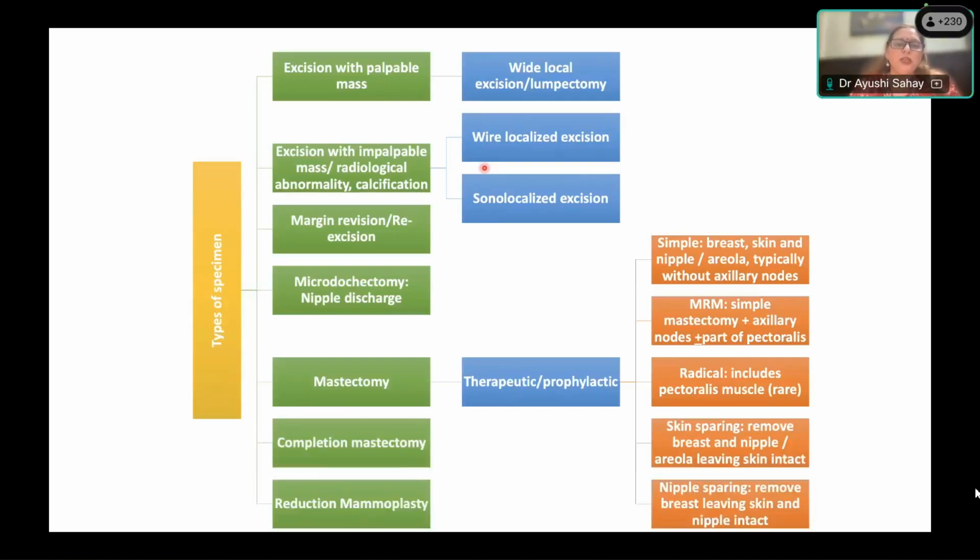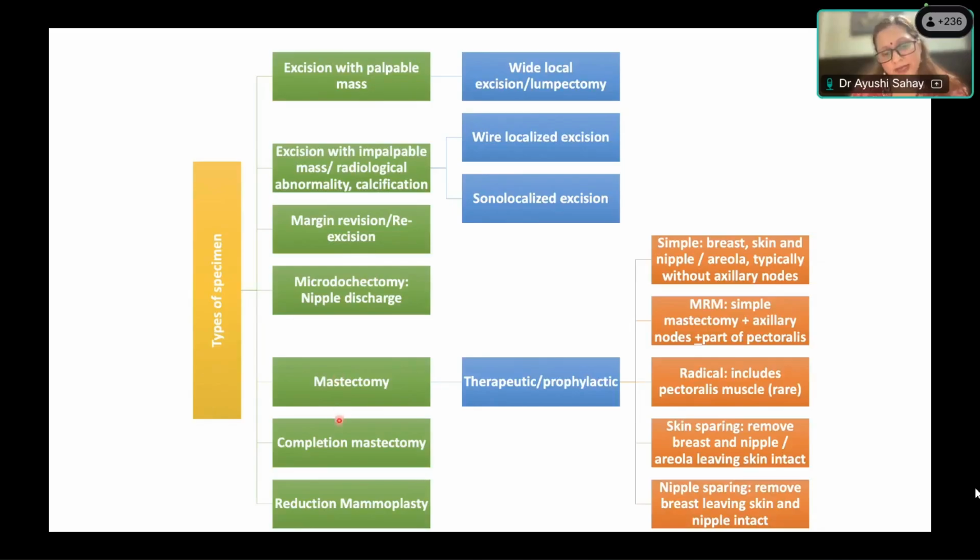So the type of specimen we receive in the surgical lab, basically in cases where there is a palpable mass and it is small in size, it is possible to excise. We get wide local excisions or lumpectomies. When there is impalpable mass or only radiological abnormality, wire localized or sono-localized excisions can be done, but these are done mostly only at specialized centers.